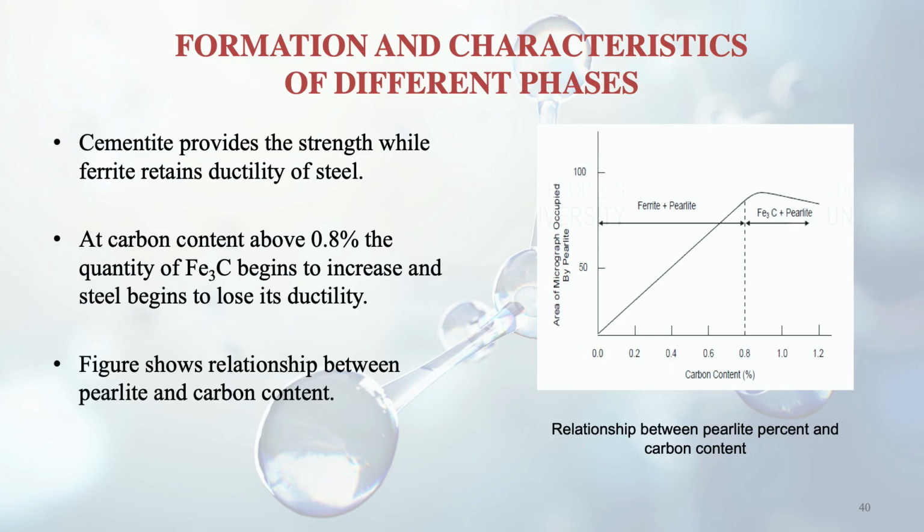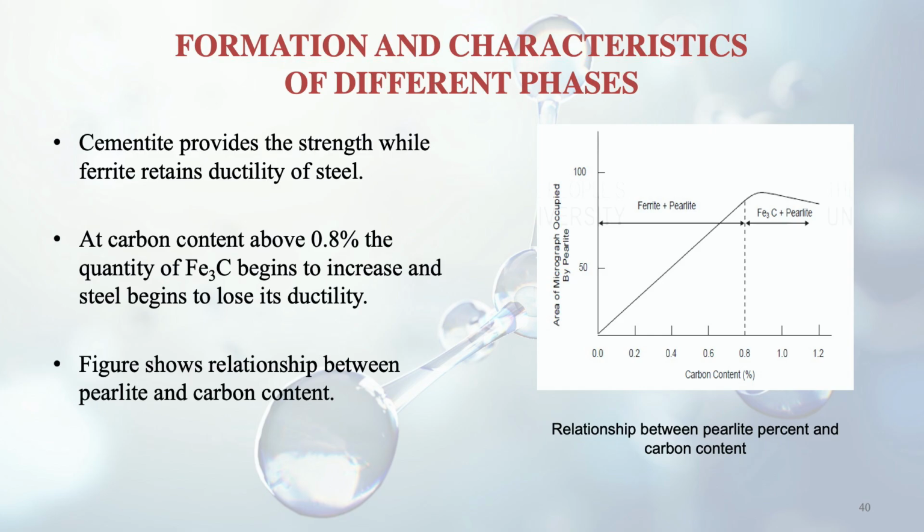So this figure here is showing the relationship between pearlite and the carbon content. The carbon content is on the x-axis and the pearlite variation is on the y-axis. You can see in the early portion of the curve, it is linear, that is, with the carbon content increase, the pearlite quantity is also increasing. So it goes up and up, and at about 0.8% it is the highest, meaning the pearlite content is the highest. But when we go beyond 0.8%, we see that the graph is coming down.